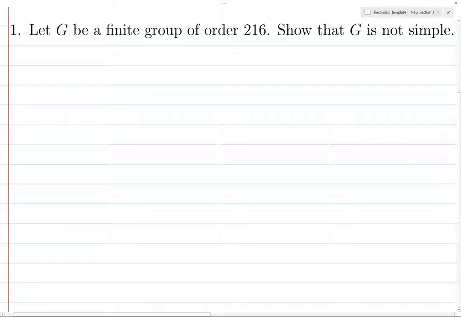But first, we need to use a fact for this problem, which I'm going to go ahead and prove. So we need the following lemma.